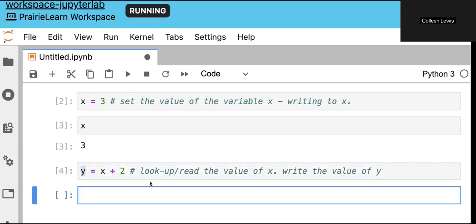You could have something like this too, right? Where x gets x plus 2, and now we read x. That's the first thing that happens. And then we add 2, and then we write x. Okay, so here in that case, we are both reading and writing x.